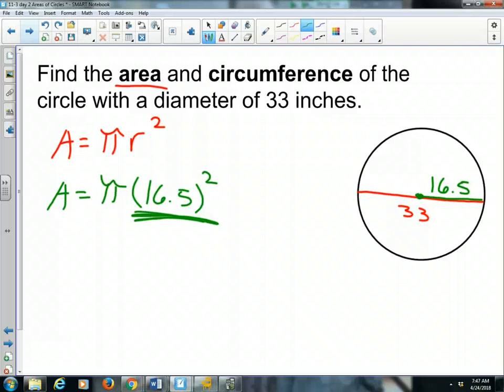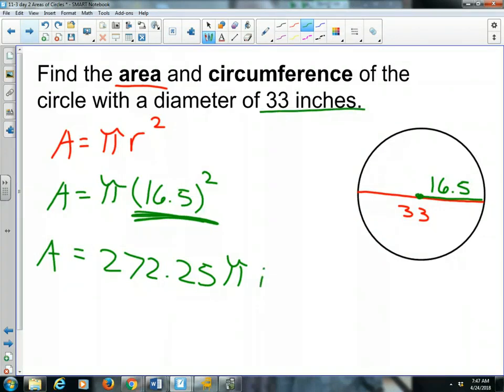Follow order of operations. You do exponents first and then multiply. So 16.5 times 16.5 is 272.25. And then we would multiply that by pi. So this would be the exact answer. The area is 272.25 pi, and our units are in square inches, inches squared.